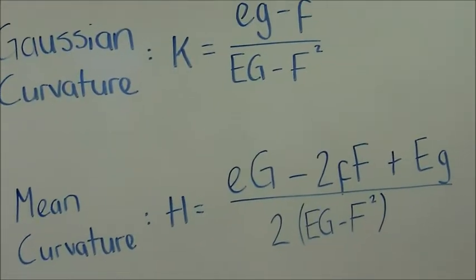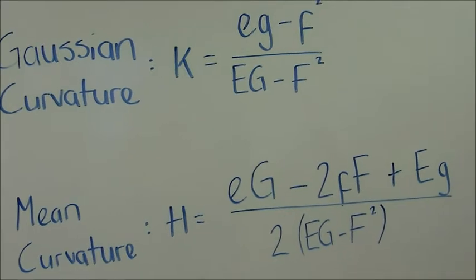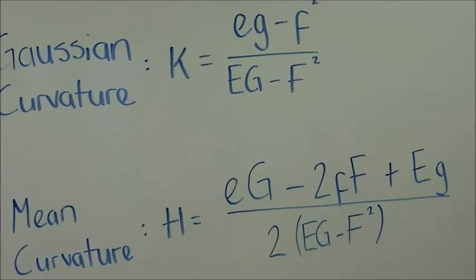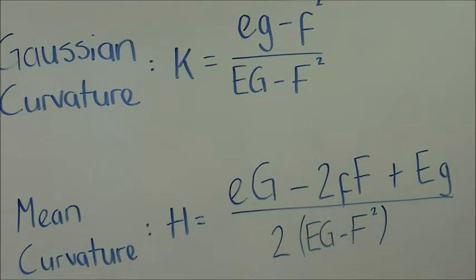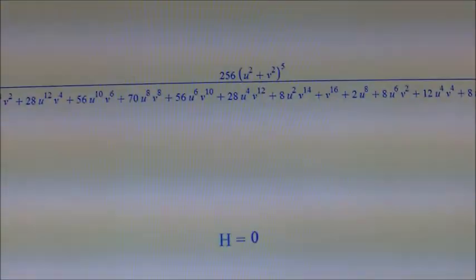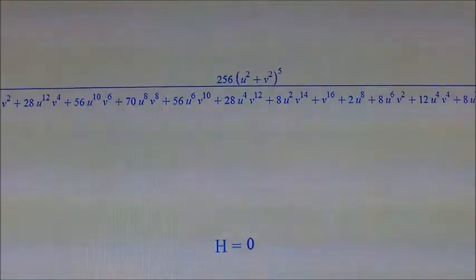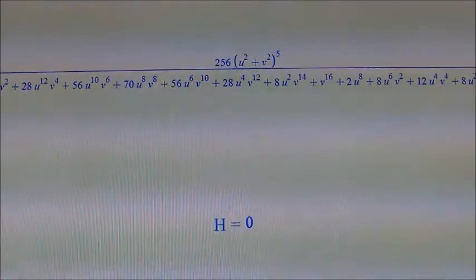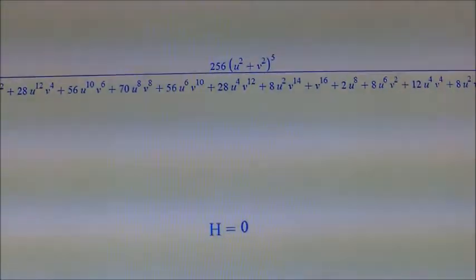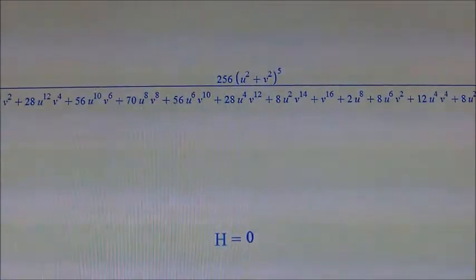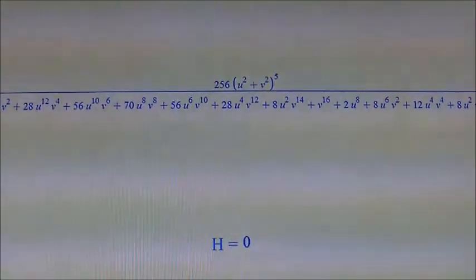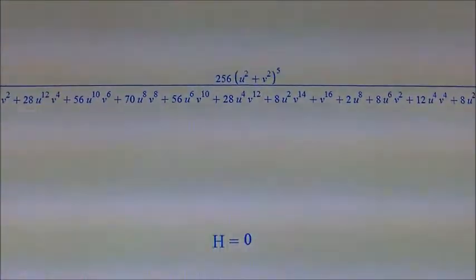We use the coefficients of the first and second fundamental form to calculate the Gaussian and mean curvatures. Those formulas are given here. The results can be seen here. Since our surface has mean curvature that equals 0, it is called a minimal surface. This means it minimises the surface area. You can see that the Gaussian curvature will always be negative or equal to 0.